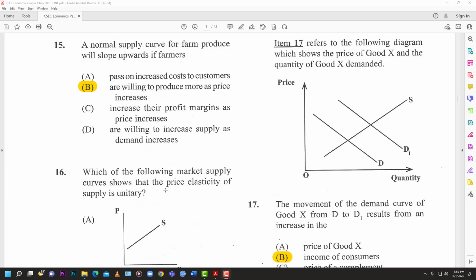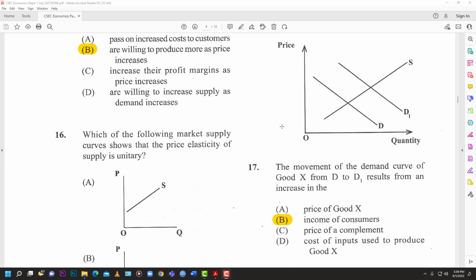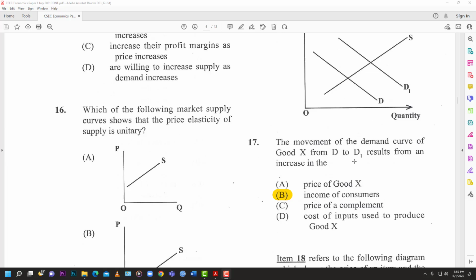The movement of the demand curve for good X from D to D1 results from an increase in the... So we're looking at the shift right here. It started at D, then it shifted to D1. So what would cause a shift? And we know the determinants of demand from our studies. From the list here, the best answer would be income.